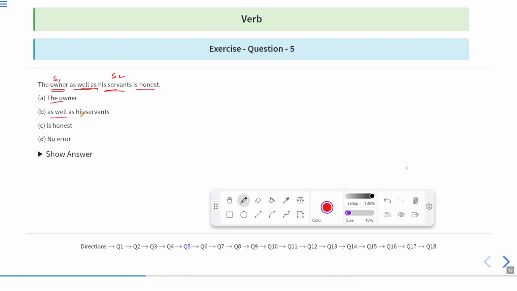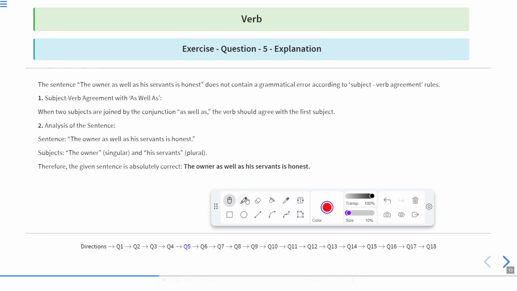Now, the owner as well as his servants is honest. Here, the first subject is the owner, as well as his servants are the second subject. So is honest, the sentence is absolutely correct, and the answer will be no error. Now let us see the explanation. The sentence does not contain a grammatical error according to the subject-verb agreement rules. Subject-verb agreement with as well as, when two subjects are joined by the conjunction as well as, the verb should agree with the first subject. This should be kept in mind, and this is a very, very important rule. Okay. However, we will discuss this in the chapter of subject-verb agreement.